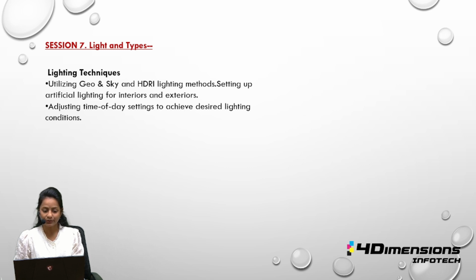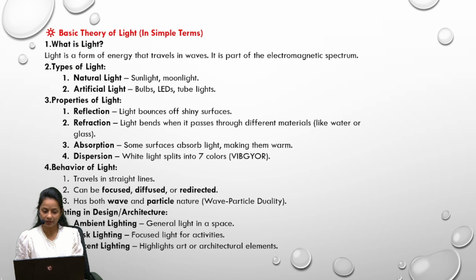By using all these three types of lights, we can play with the day effect, afternoon effect, night effect or evening effect. But whenever we are creating an evening effect or night effect, we have to place the artificial lights also. In D5, we have different kinds of artificial lights like point light, spotlight, strip light and rectangle light. Let's see how these lights work.